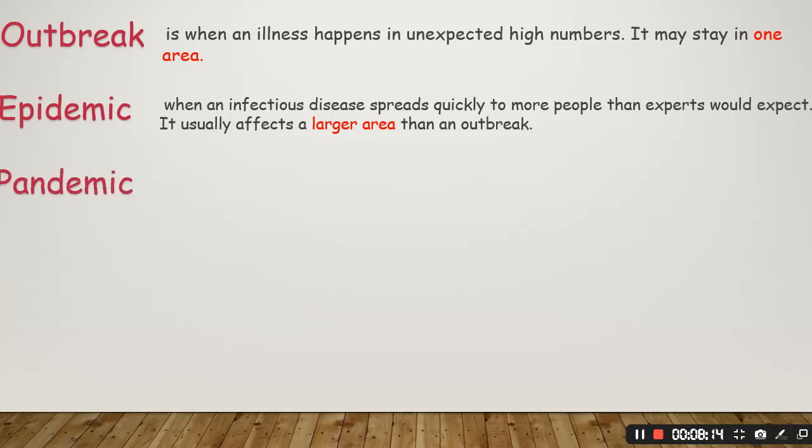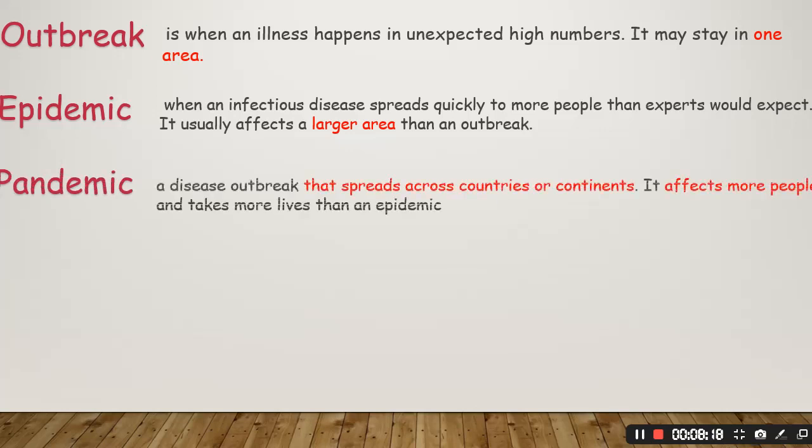As for the pandemic, it is a disease outbreak that spreads across countries or continents. Here, when it reaches countries and even continents, it becomes a pandemic. It affects more people and takes more lives than an epidemic. So first outbreak, then epidemic, then pandemic. Okay. Let's see this exercise to be clear for you.